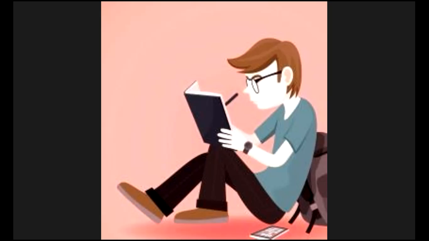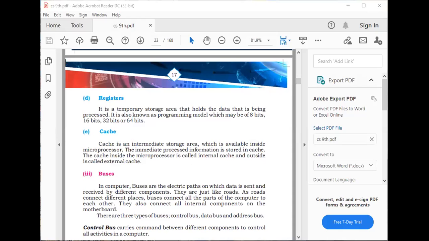Hello, grade 9. Today we are going to study computer science. Let me share the PDF version of the computer science book with you.